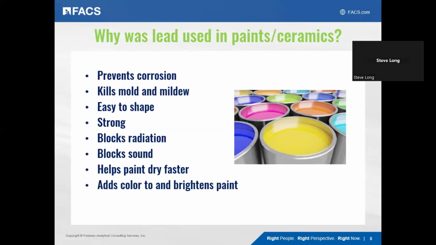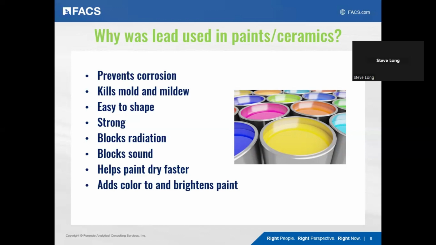So why was lead used in the first place? We have seen some of the problems with it. These are some of the reasons why it was seen to have good industrial properties, and it actually continues in certain types of uses, such as batteries, to have important benefits. So in paints, it can prevent corrosion. It can kill mold and mildew.